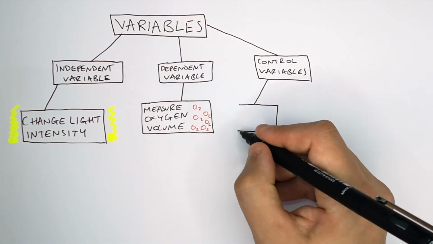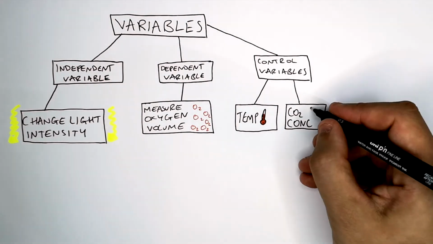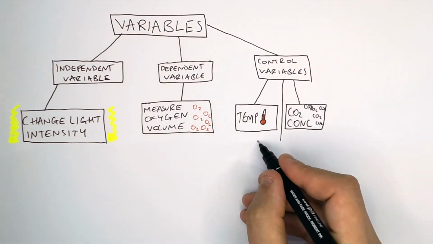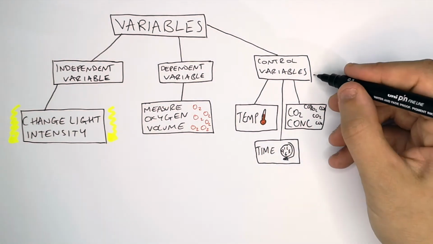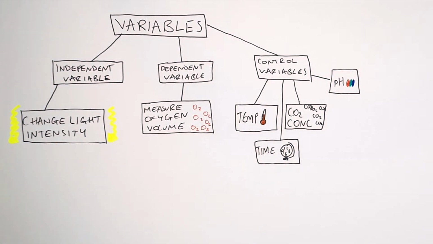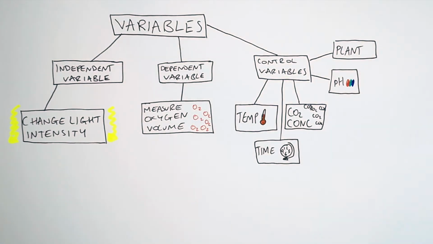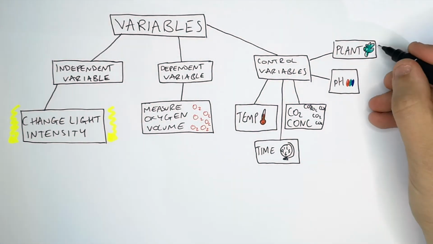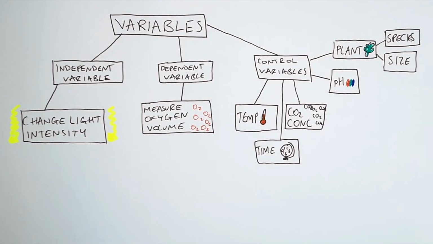So we controlled the temperature, we controlled the carbon dioxide concentration, we controlled the time that the Elodea was left in the boiling tube to photosynthesize. We also controlled the pH, and we also controlled the plant that we used in each boiling tube. So we used pondweed, Elodea, in each test tube. It's also important to control the size of the pondweed that you use, because if you use different size pondweeds, the larger pondweed will release more oxygen.